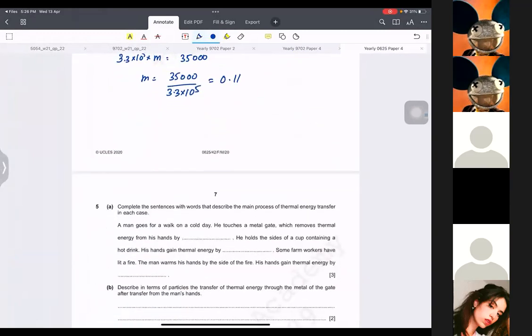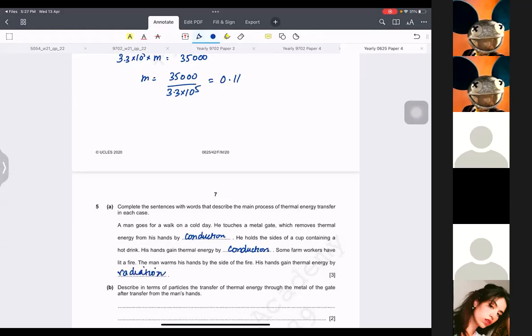Then question number 5, complete the sentences with words that describe the main processes. A man goes for a walk on a cold day. He touches a metal gate which removes thermal energy from his hand by conduction. He holds the sides of the cup containing a hot drink. His hands gain thermal energy by conduction. Well, that happens between solids, right? Some farm workers have lit a fire. The man warmed his hands by the side of the fire. His hands gain thermal energy by radiation.